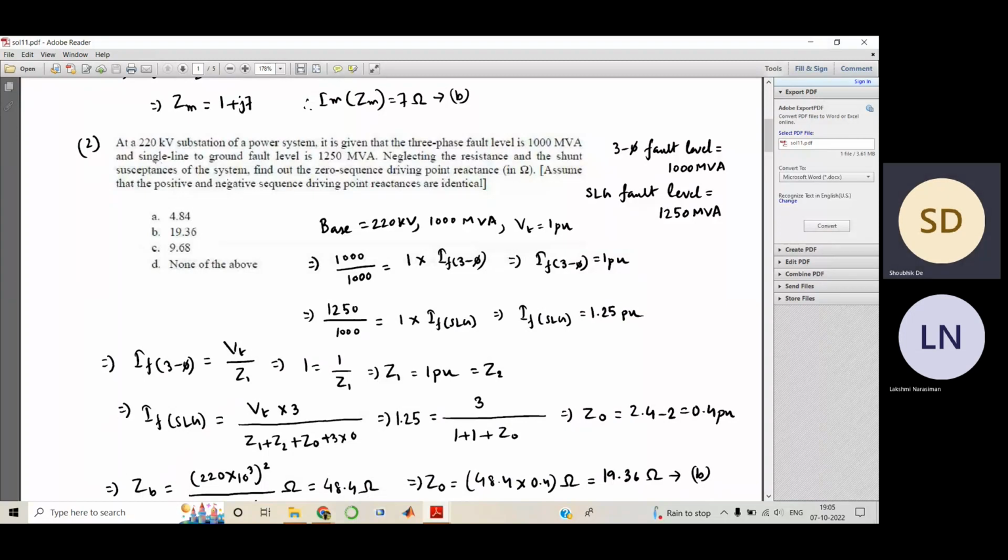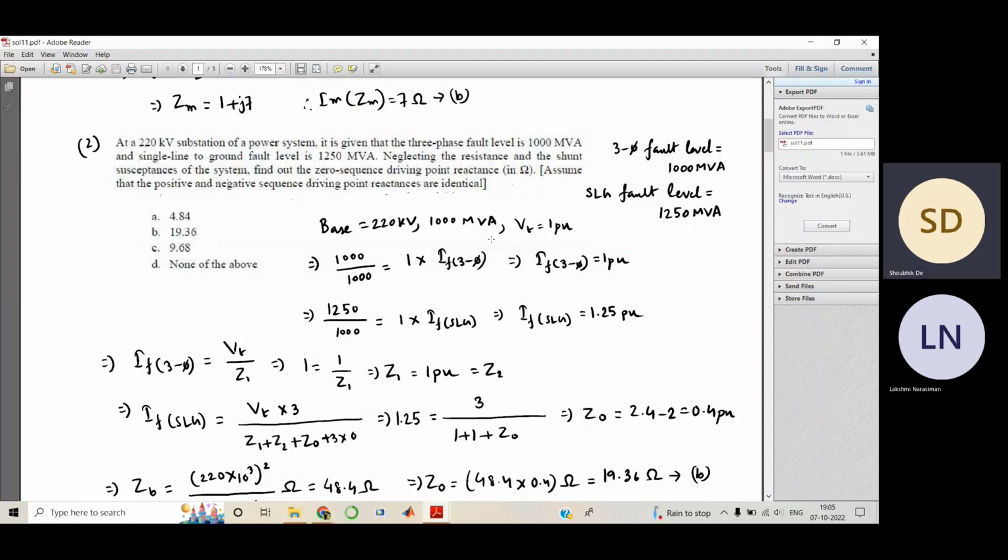in question number 2, at a 220 kV substation of a power system, it is given that the three-phase fault level is 1000 MVA and the SLG, single line to ground fault level, is 1250 MVA. Now, neglecting the resistance and the shunt susceptances of the system, find the zero sequence driving point impedance in ohm. And of course they have told that assume that the positive and negative sequence driving point reactances are identical. So we have been given this information that the three phase fault level is 1000 MVA and SLG fault level is 1250 MVA.